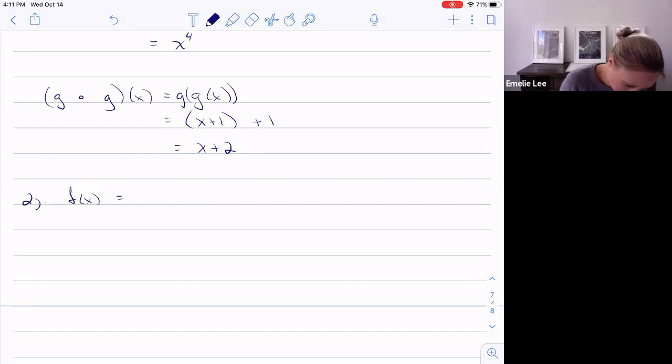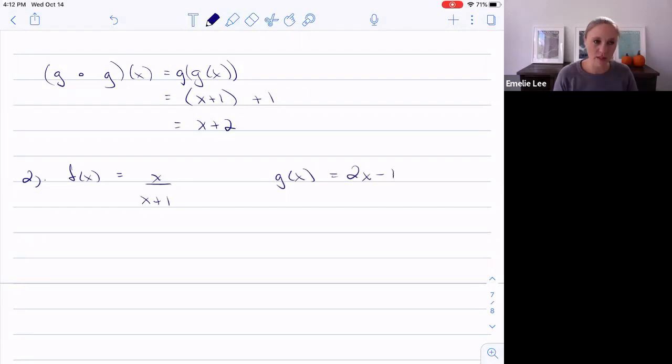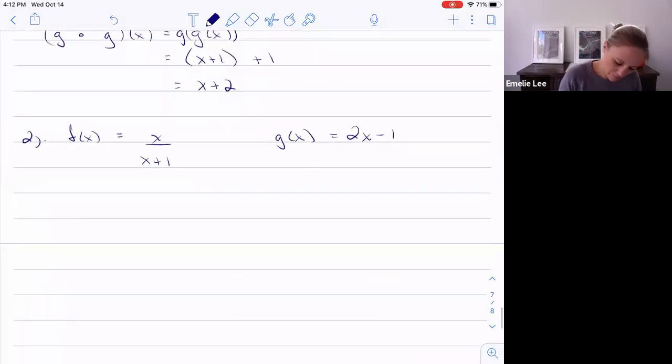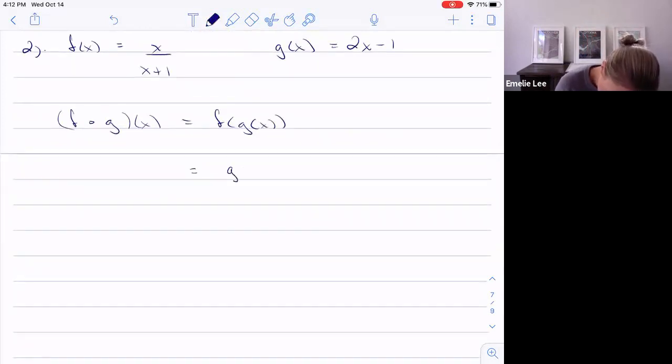If f of x is x over x plus 1, and g of x is 2x minus 1. F composed with g of x is f of g of x. So here, this might be where it's more helpful if you replace each x with g of x first, just to keep things steady, because you've got two x's in here. So this becomes g of x over g of x plus 1.